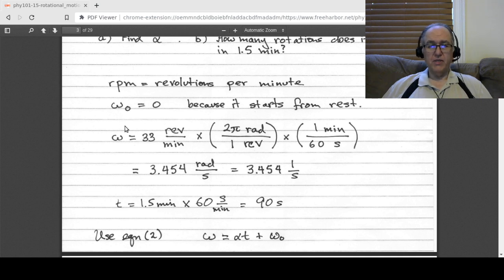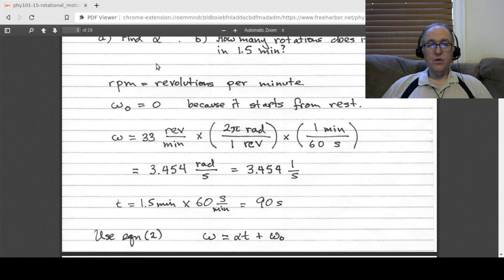Okay, so great. There's two pieces we have already, the initial angular velocity and the final angular velocity in radians per second. Notice I even dropped the radians here. That's okay. You'll see that it'll work out just fine. And also we have the time. The time is 1.5 minutes, but we need it in seconds, and that's 90 seconds. So a minute and a half is 90 seconds.